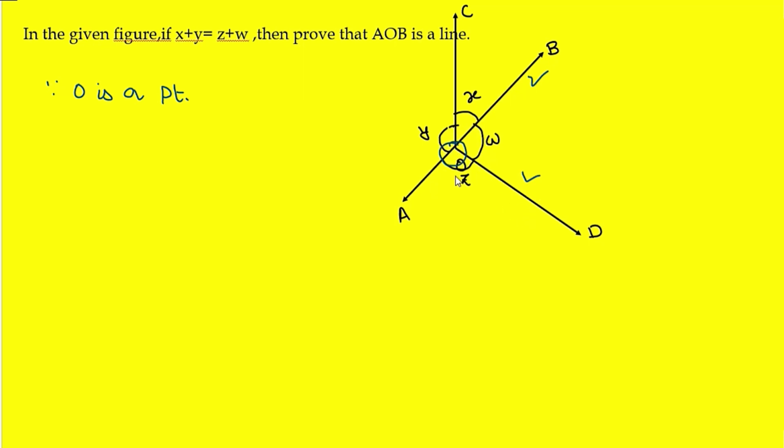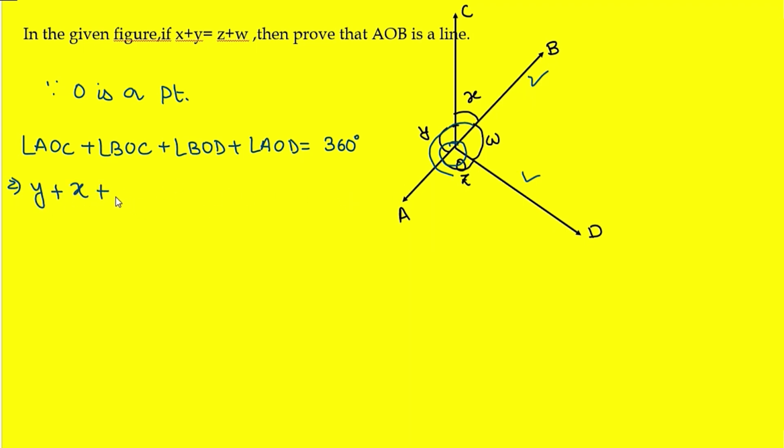The sum of all of them will give us what? 360 degrees. So we can write: angle AOC plus angle BOC plus angle BOD plus angle AOD gives us 360 degrees. Angle AOC is Y, angle BOC is X, angle BOD is W, and angle AOD is Z, so the sum equals 360 degrees.